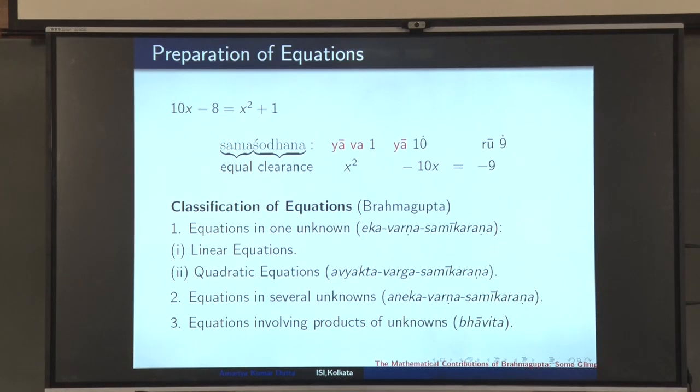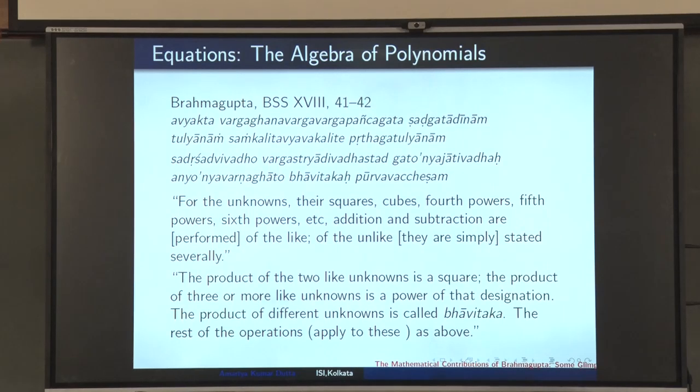Equations are classified by Brahmagupta. So, equation in one unknown is called Eka Varna Samikarana, which are again of two types, linear and quadratic. Quadratic is called Avyakta Varga Samikaran, Varga is square. Equation in several unknowns is called Aneka Varna Samikarana. Equation involving product of unknowns is called Bhavita.